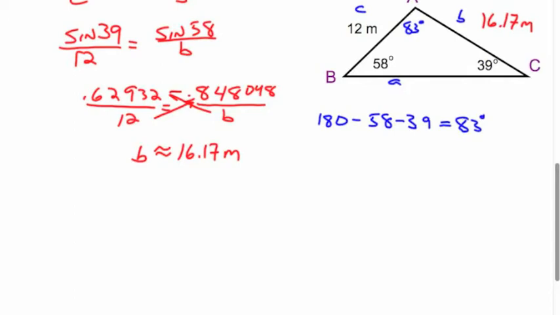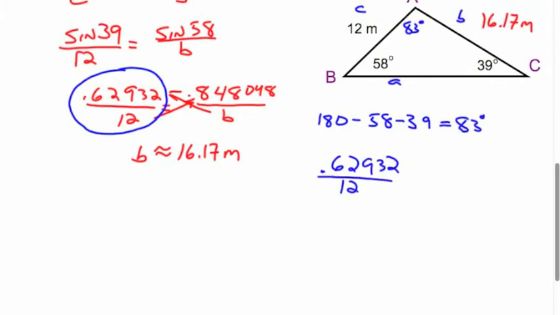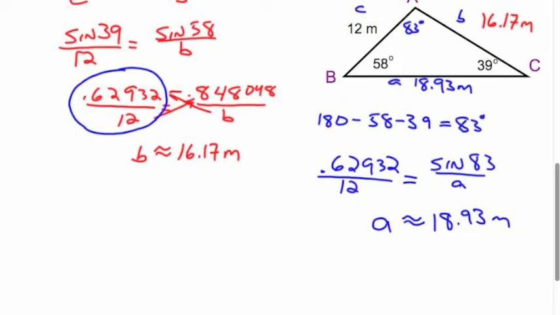So now we need side A. Let's just take this piece right here. We already know what that is: 0.62932 over 12. So that's basically taking sine C and side C, and we're going to make it equal to sine 83 over little a. We do our cross multiplying, we do some calculations, and we get side A is approximately 18.93 meters. There we go, 18.93 meters.